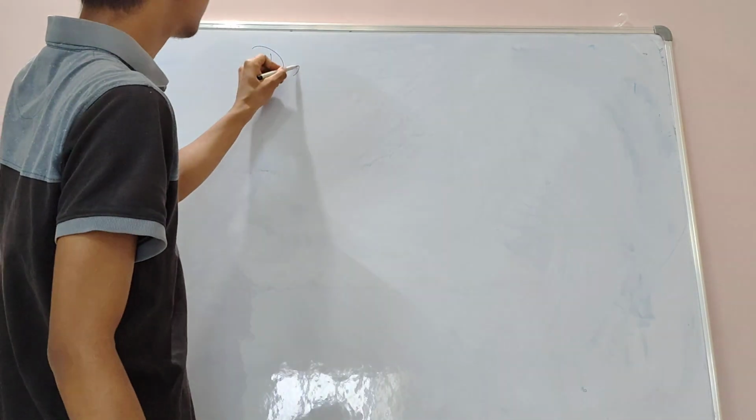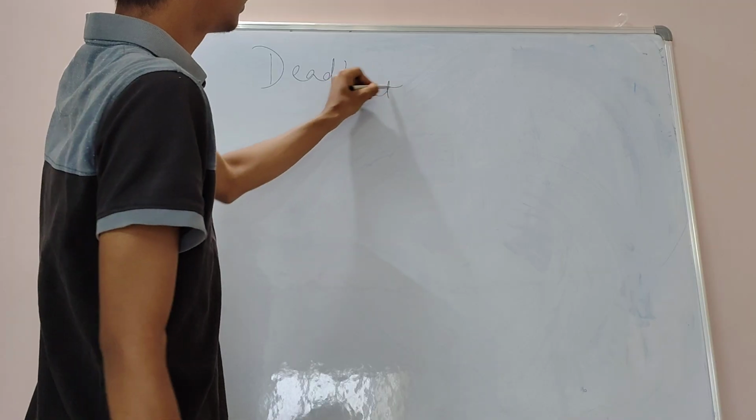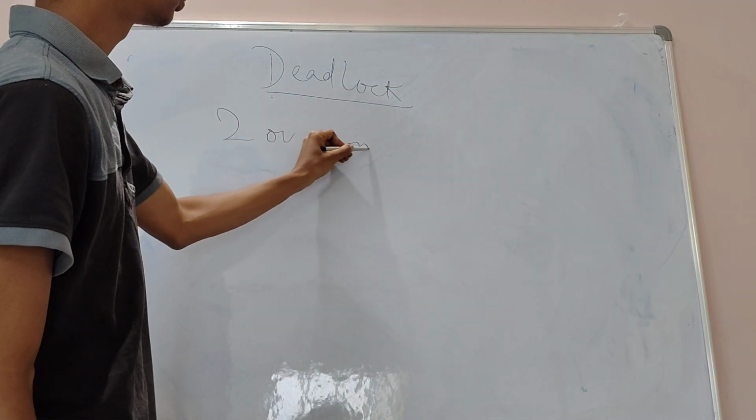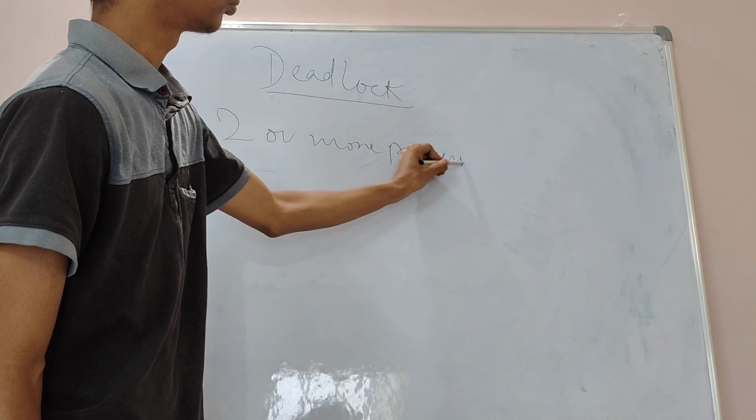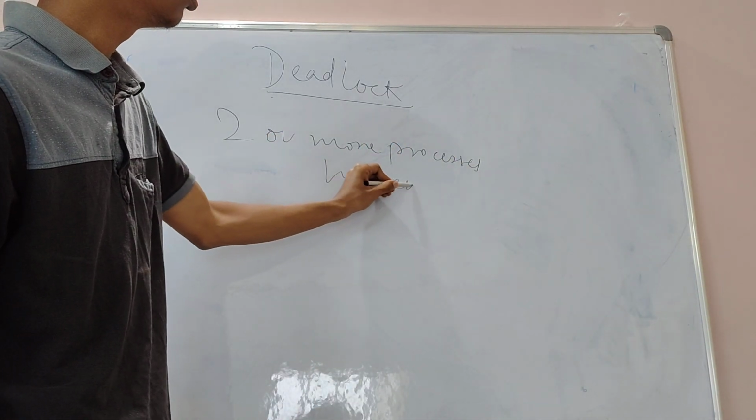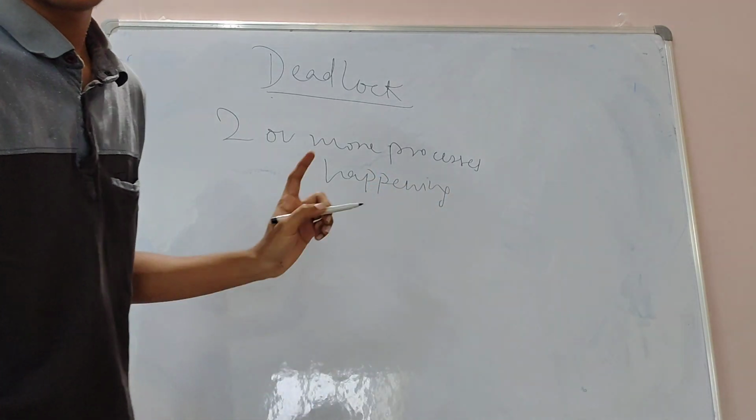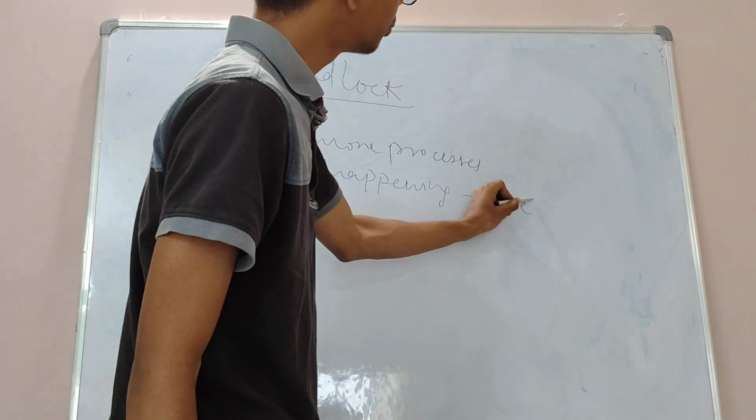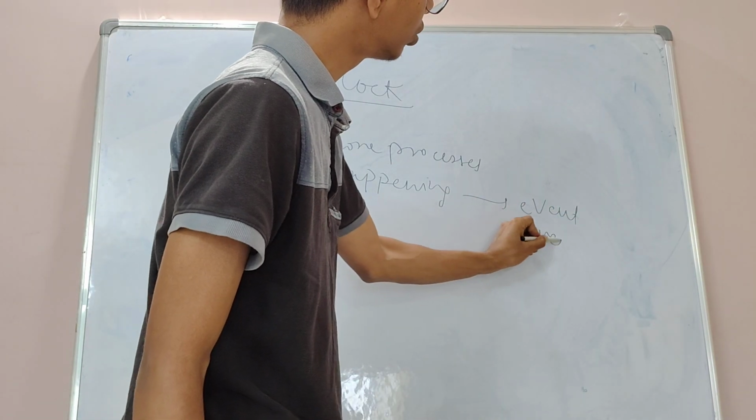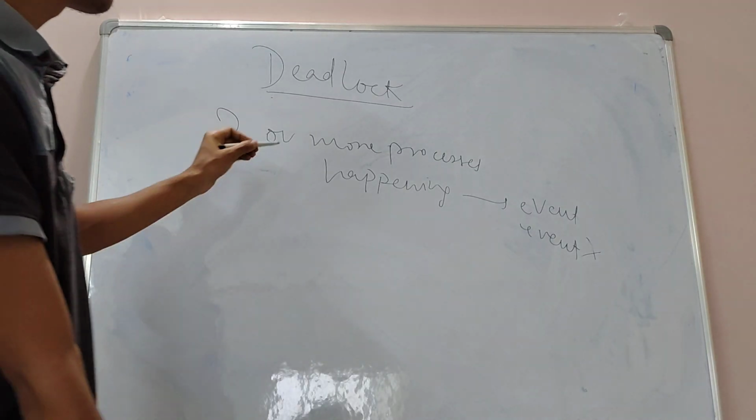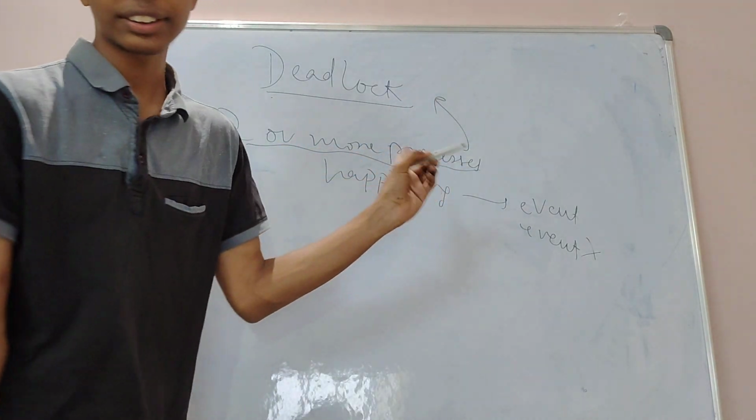So in this video we are going to discuss deadlock and the conditions for deadlock, right? So what is deadlock? Suppose I have two or more processes, and they are waiting for some event, but that event does not happen. Those processes are in a deadlock state, right?